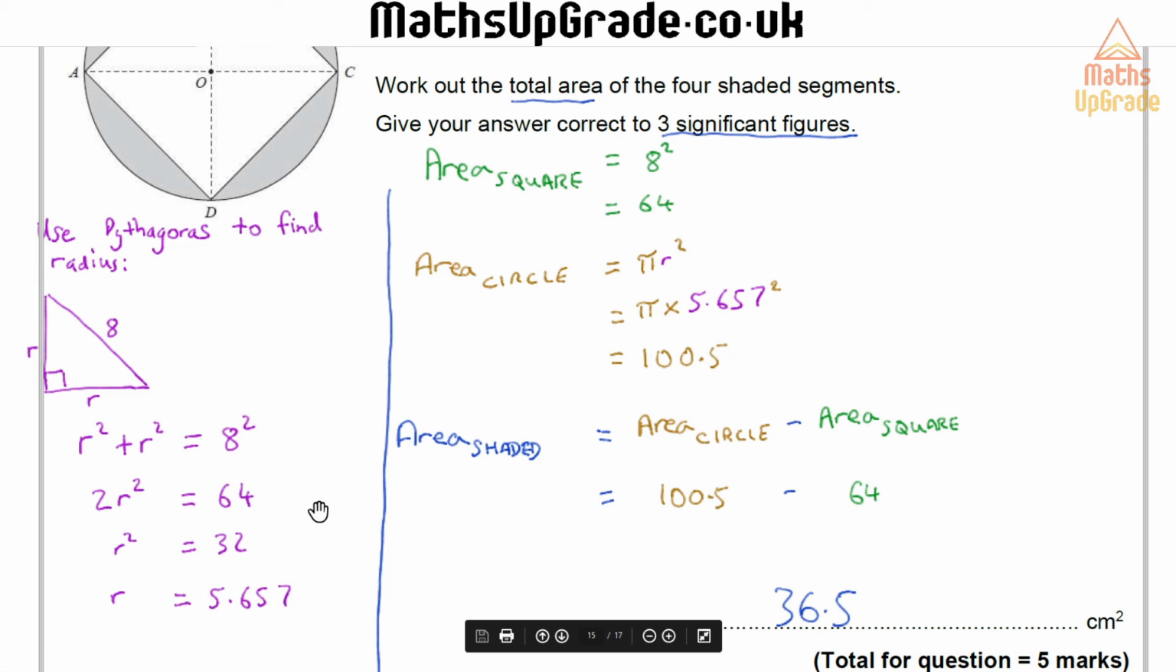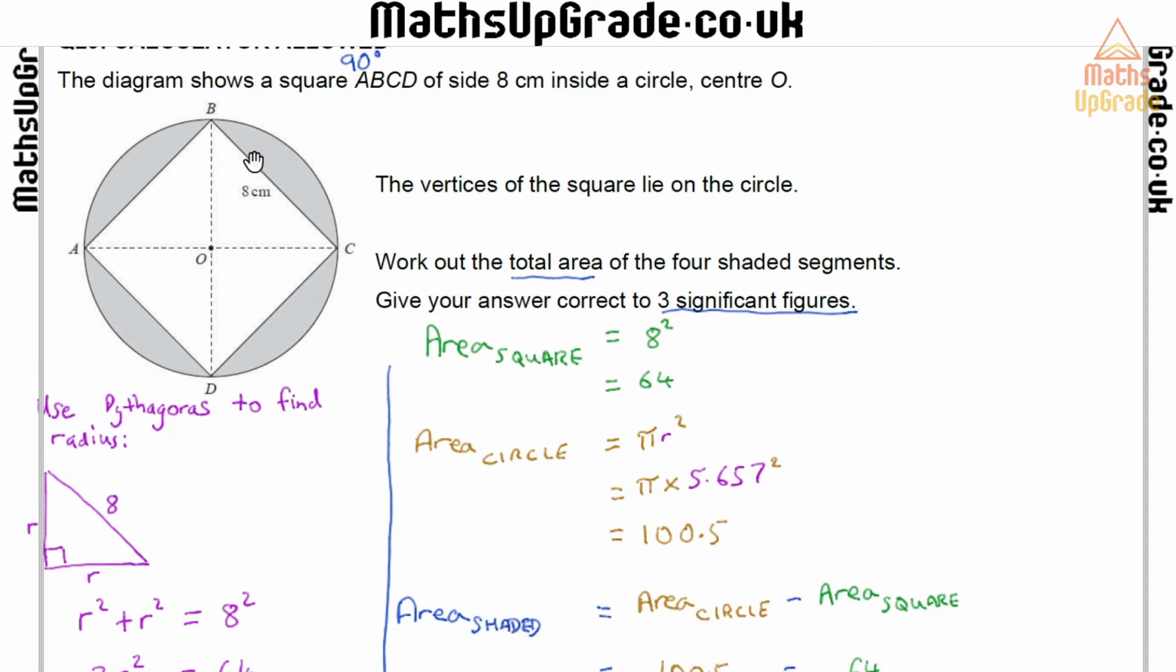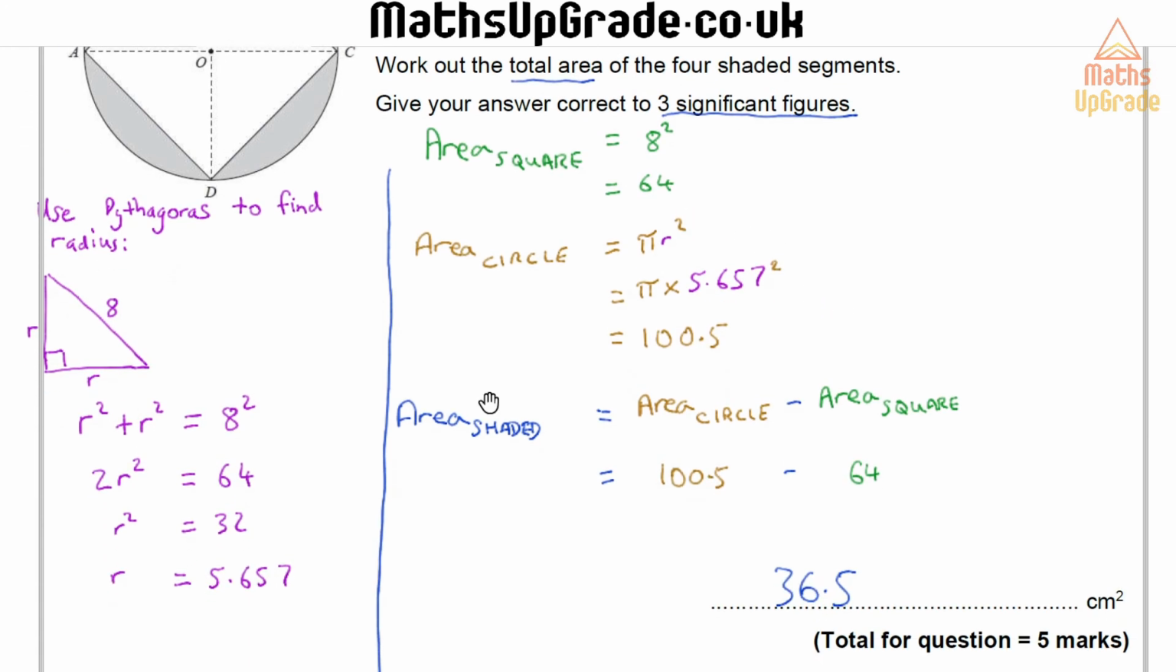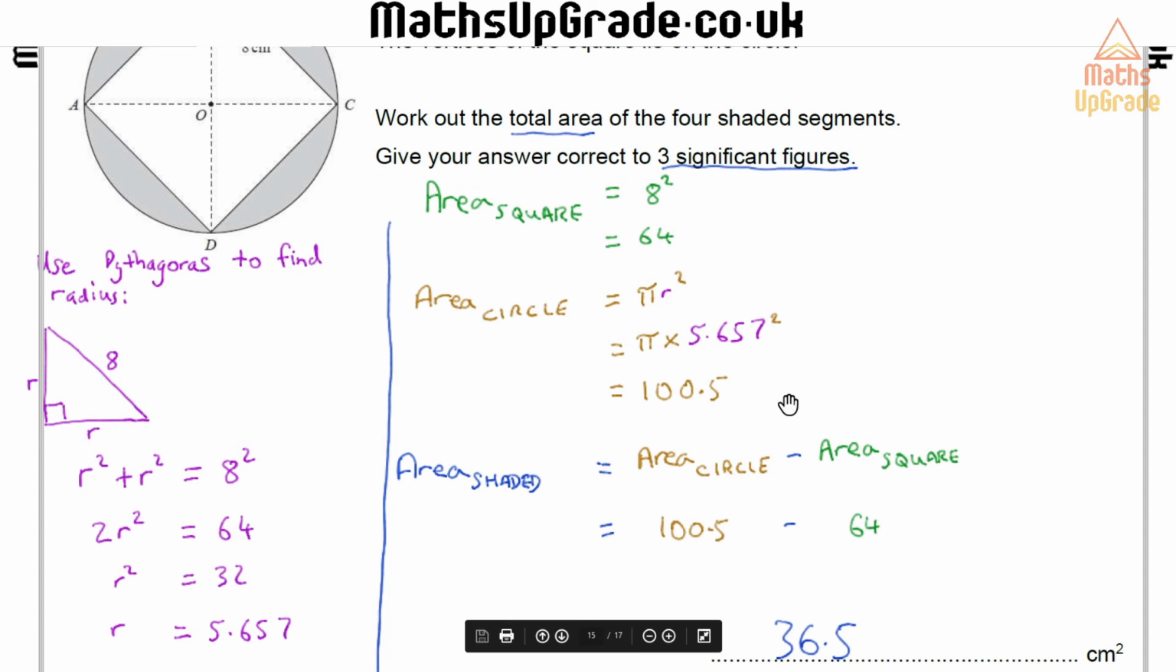5.657 is the radius. Now, I need that later on, but just before that, I'm going to find the area of this square. That's straightforward. It's just the length of the square squared, so that will be 64. Now let's find the area of the circle using that radius I found a moment ago. So the area of the circle is pi times radius squared, which is pi times 5.657 squared, which gives me 100.5.